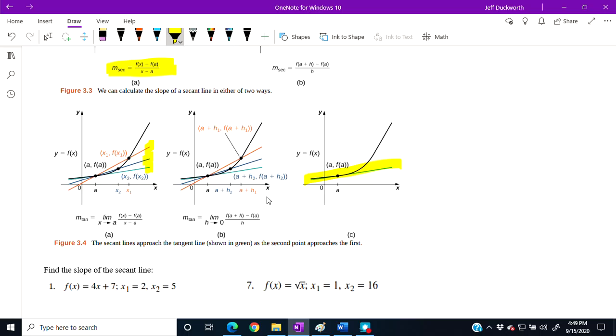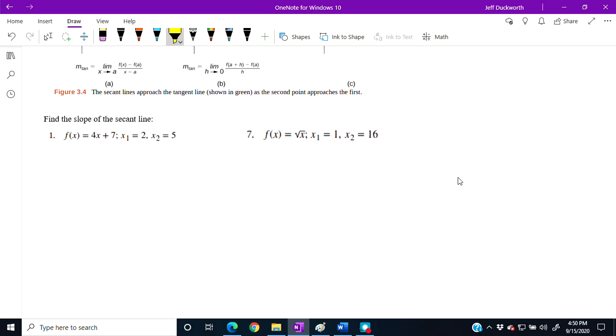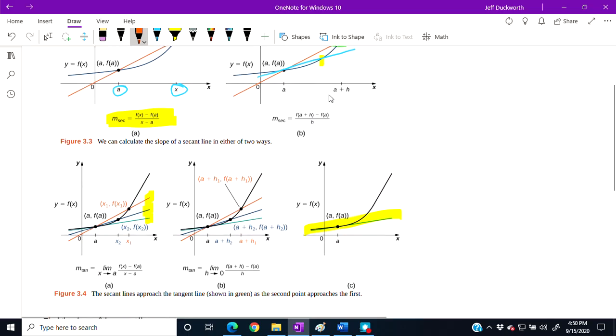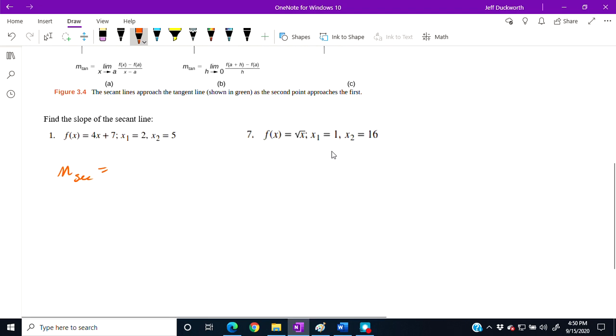So first, let's talk about and solve a secant line. I've got a couple problems from the suggested homework. We want to find the slope of the secant line, so we'll use that formula above. m secant, m for slope, is equal to f of x minus f of a over x minus a. So we're going to want f of 5, that's our outer point, minus f of 2 over 5 minus 2.